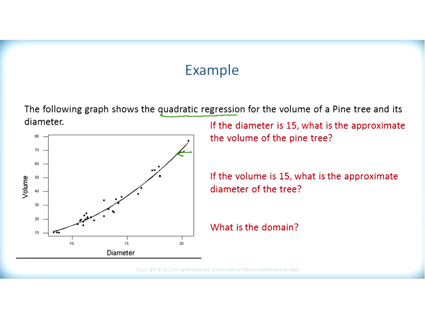You may have to use the graph to answer a few questions. If the diameter is 15, what is the approximate volume of the pine tree? You can see that would be maybe around 35 using the trend. If the volume was 15, what would be the approximate diameter of the tree? You could probably say it would be around 11. And of course, the domain would be the diameter must be greater than or equal to 0.